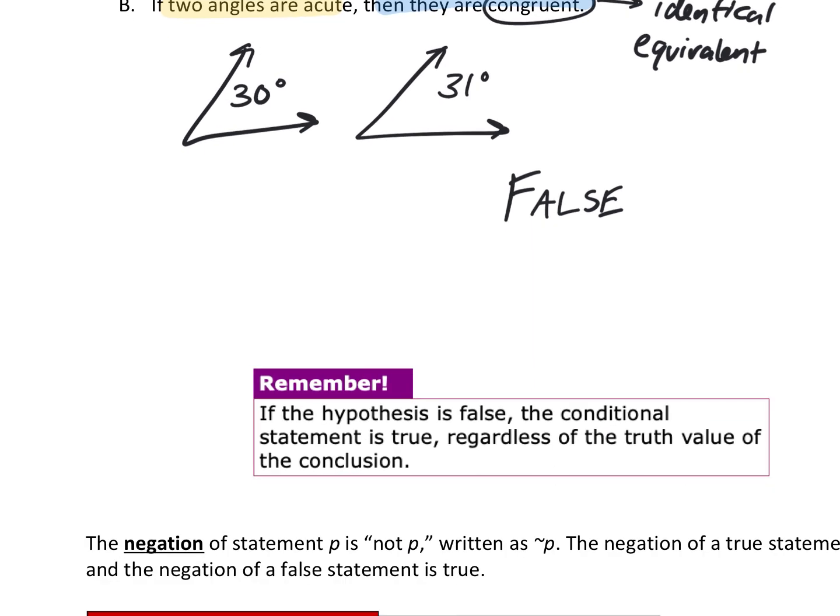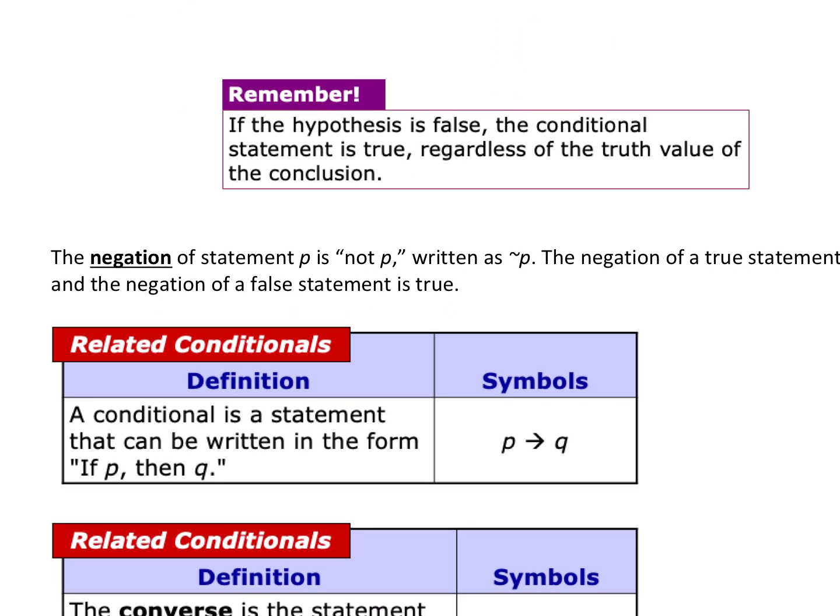We can turn to the next page here. We're getting close to wrapping things up. This is a strange idea, all right? And I'm just going to put an asterisk here. This is something to just sit and think about. If the hypothesis is false, the conditional statement is true regardless of the truth value of the conclusion. This is a strange idea, I agree.